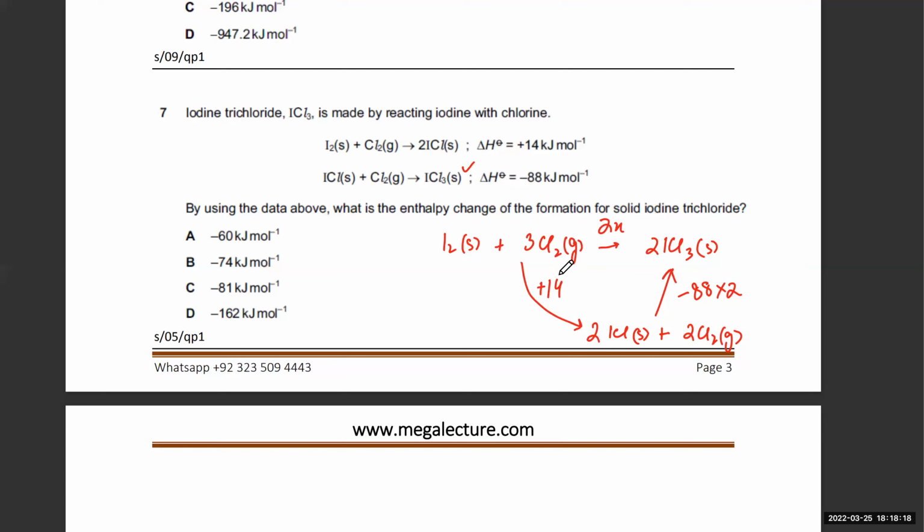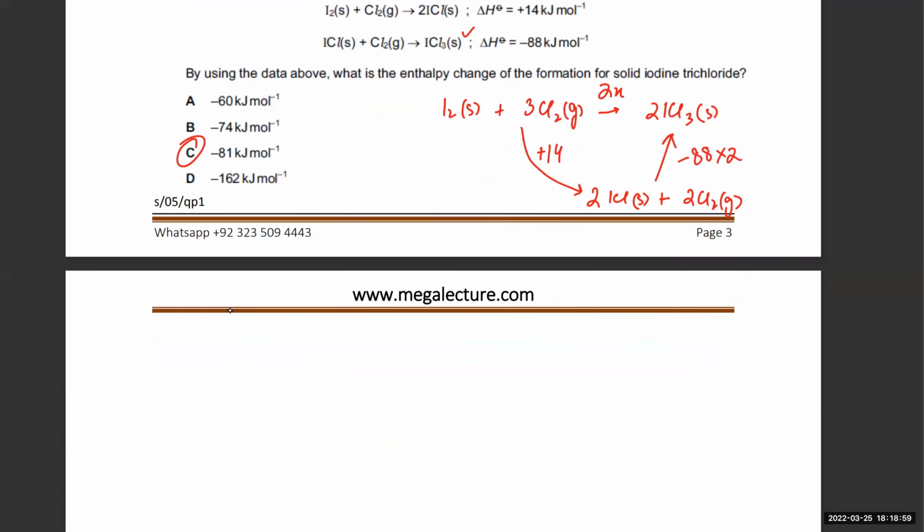Is that clear? And remember, this path is the same as this path, because I2 reacts with only one Cl2. So I2 is reacting with 3 Cl2, but 2 Cl2 remain unreacted at the end. So I2 is basically reacting with just one Cl2 to form 2 ICl solid. So it's exactly the same path. So what do you get for this? Minus 81, sir. See, you're going to get C.